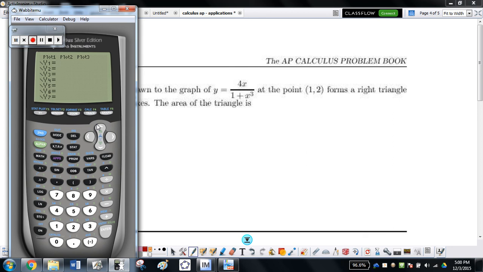Well, no one asked for the derivative of this problem. We just want the slope of the tangent line. So throw this bad boy into y1. Remember, this is f, right? It's not f prime. We cannot find f prime algebraically with a calculator.